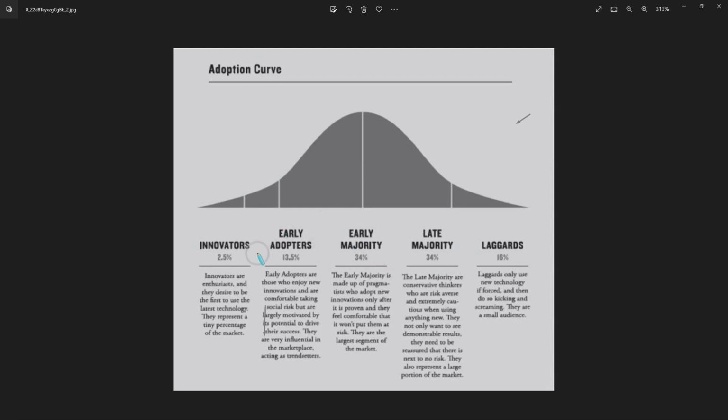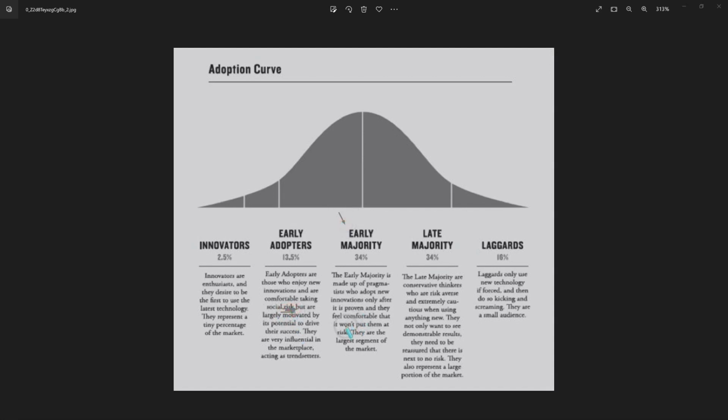Quickly reminding you about this one: the early adopters are those who enjoy new innovation and are comfortable taking social risks, but are largely motivated by its potential to drive their success. They're very influential on the marketplace, acting as trendsetters. The first motivation here is risk taking, and they're kind of the same old pump and dumpers. They want to make quick bucks and stuff like that. They like innovation, but they're really willing to take risk. That's the number one factor for these.